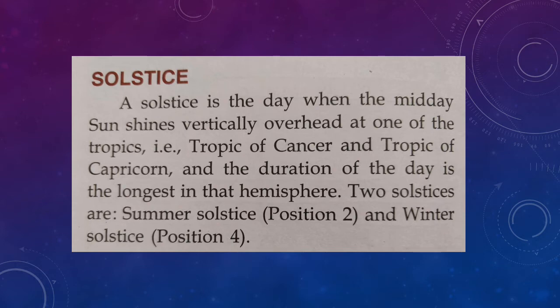And when it shines on the Tropic of Cancer, the Northern Hemisphere will have the longest day, and when it shines on the Tropic of Capricorn, the Southern Hemisphere will have the longest day. So these 2 days are the 2 solstices: the summer solstice, which is position 1, when the Northern Hemisphere will have the longest day, and the winter solstice, which is position 4, when the Southern Hemisphere will have the longest day.